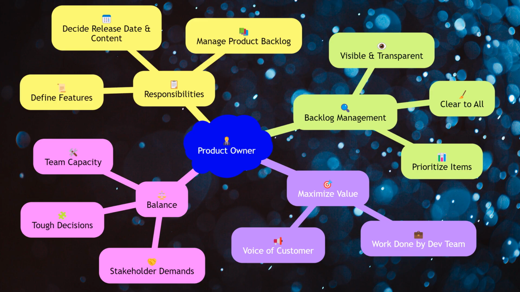The product owner is responsible for defining the features of the product and deciding on the release date and content. They manage the product backlog, ensuring it is visible, transparent, and clear to all. The product owner prioritizes the backlog items to maximize the value of the work done by the development team. They act as the voice of the customer, ensuring that the team delivers features that meet user needs and business goals. Effective product owners balance stakeholder demands and team capacity, making tough decisions to keep the project on track.